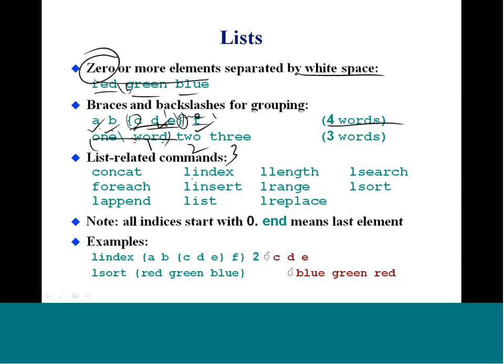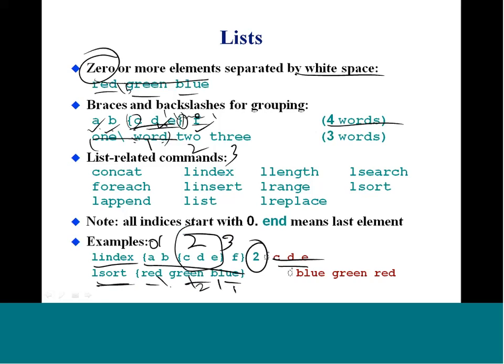So here we use this function called lindex of this array with 2. The indexing goes from 0, 1, 2 and 3. So the 2 is this big CDE expression, which will be output. And then when we do lsort of red, green and blue, it does an alphabetic sort. So this one is put as 1, this as 2, and this as 2.